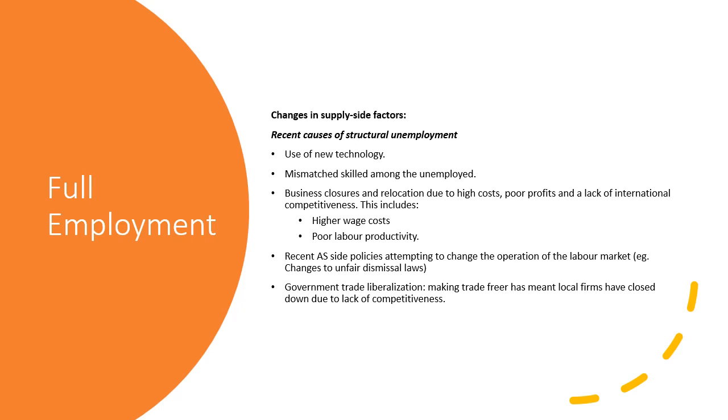Even things like ordering apps, so your Uber Eats, Deliveroo, Menulog, all those kinds of things, that new technology can actually cause structural unemployment because it can make the people whose job used to be taking the orders redundant and they're no longer needed. So they become structurally unemployed because of that.